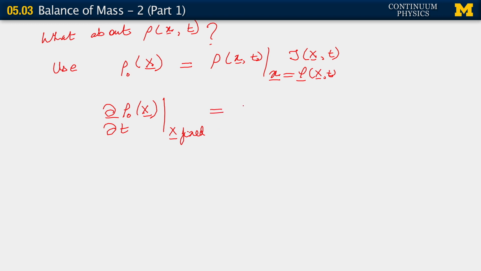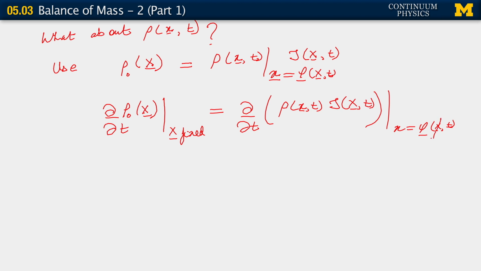Okay. This is then the derivative with respect to little t of rho of little x and time, j of capital X and time, where we know that little x is composed by the motion from capital X, and I will make it very clear here that we have x equals phi of capital X comma time, and this quantity is fixed. That is the kind of derivative we are taking, okay?